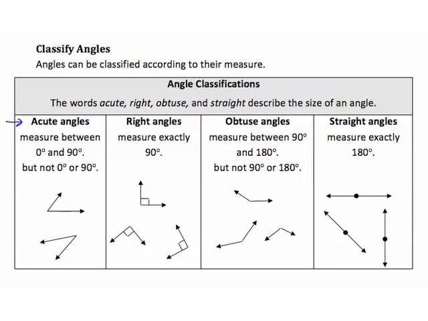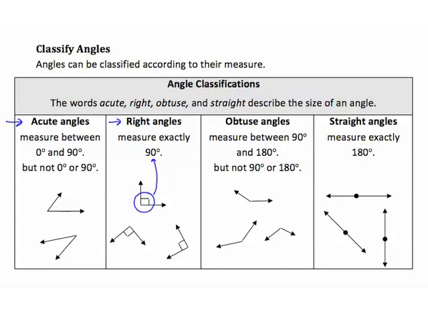Moving over here to the right now, we have right angles. And right angles measure exactly 90 degrees. You may have noticed this in figures before, that if we draw this little box inside of an angle, that indicates that that angle is a right angle and measures 90 degrees.